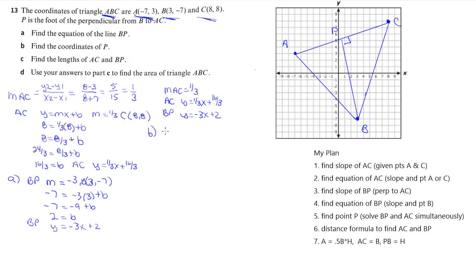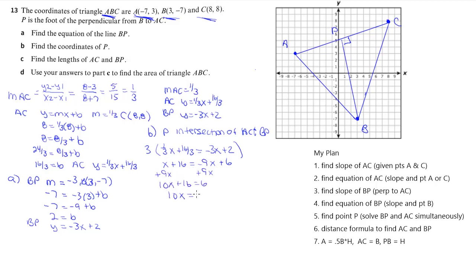And then when I go to look at B, I want to find the intersection of AC and BP. Well, all I'm going to do is solve these two lines I've found simultaneously. So if I make 1/3 x plus 16/3 equal to -3x plus 2, well, I'm going to multiply both sides by 3 to get rid of these fractions of 1/3 and 16/3. And then all I got to do is get x by itself. And when I do, I find out that x is equal to -1.